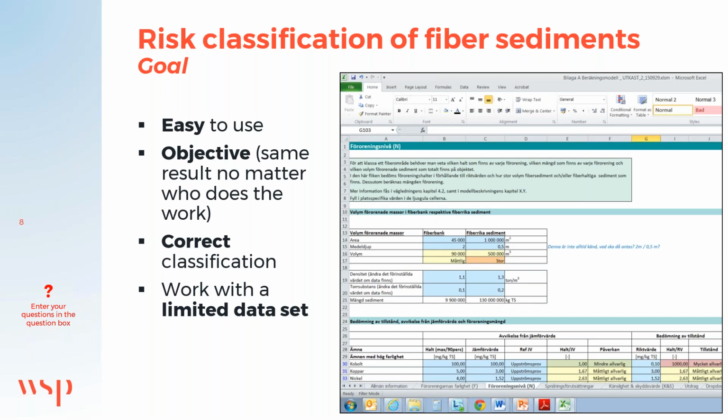The goal of the risk classification method and our scope was for it to be easy to use, objective, that is, it should give the same results no matter who used it. Of course, it needed to be correct, and very importantly, it needed to work with a limited data set because we didn't know very much about the fiber sediments at this point. And our solution was to create a simple Excel tool that you can see in this screen dump.